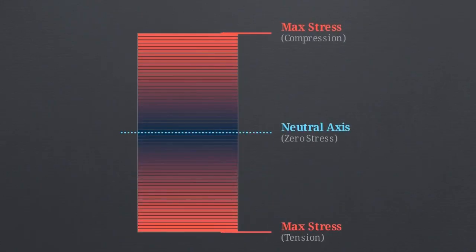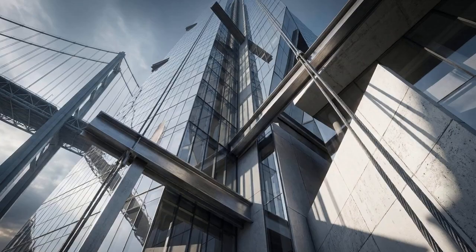To predict failure, we have to map the intensity of the internal stress at every single microscopic point within that slice. The survival of a skyscraper or a suspension bridge is strictly dictated by how these invisible geometric forces distribute themselves deep inside the core of the beam.